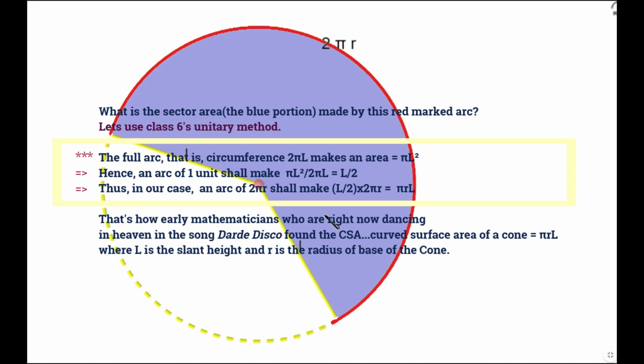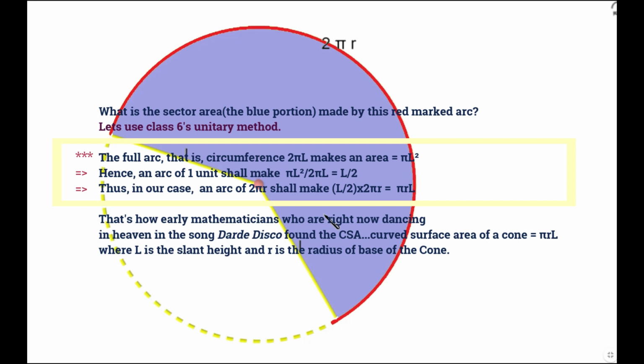So 1 unit of the arc shall make pi l square divided by 2 pi l. Now if we cancel out, we are going to get it to be l by 2, because pi and pi get cancelled, and l square by l is l. So we get it to be l by 2.